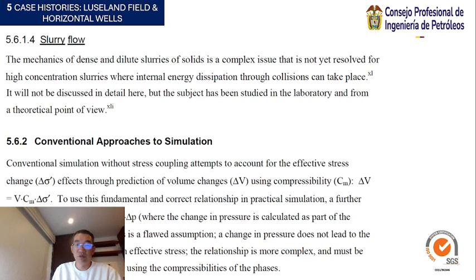This is a flawed assumption. A change in pressure does not lead to the identical and opposite change in effective stress. The relationship is more complex and must be calculated in a rigorous manner using the compressibilities of the physics.